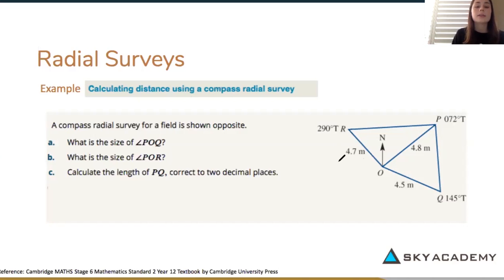What is the size of angle POQ? This is the angle I'm trying to find here, theta. I know this angle here is 72, because P is 72 degrees true from north, and all the way across here is 145 degrees true. I can do 145 degrees minus 72 to get the difference between the two, and that will tell me what POQ is. 145 minus 72 gives me an answer of 73 degrees. So I know in here is now 73 degrees.